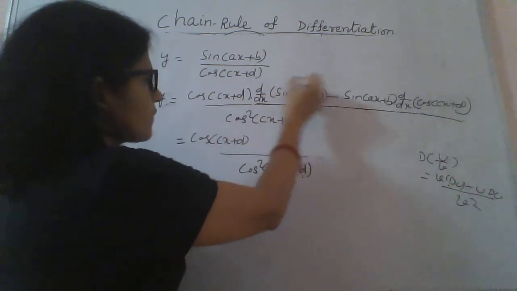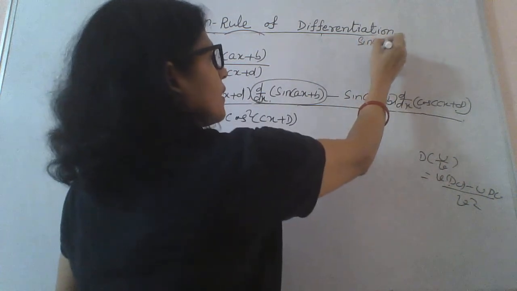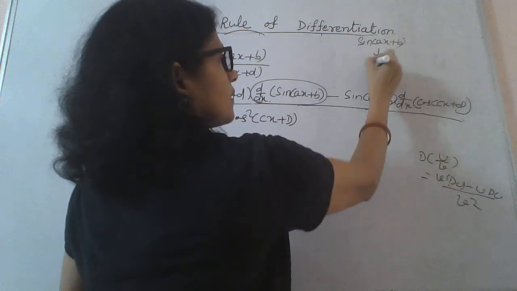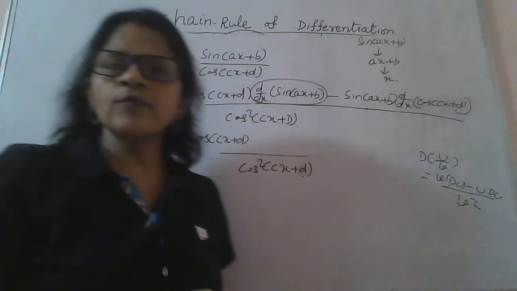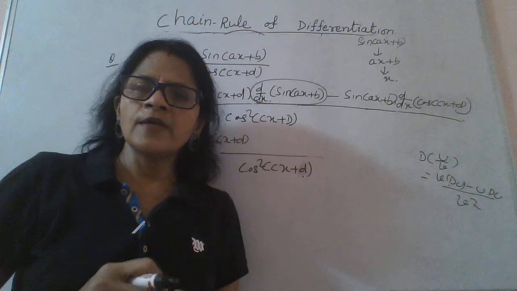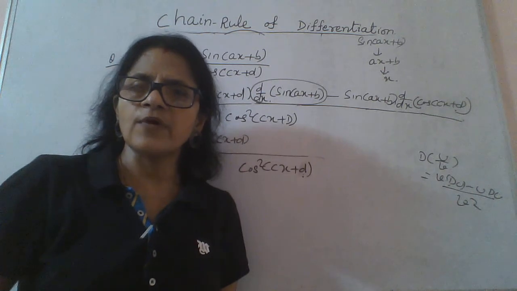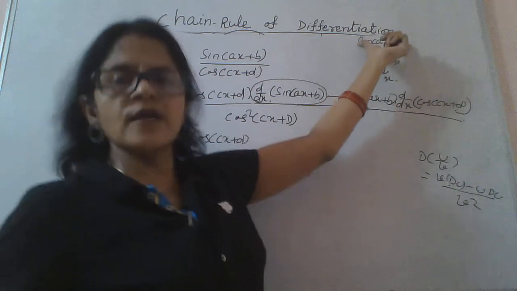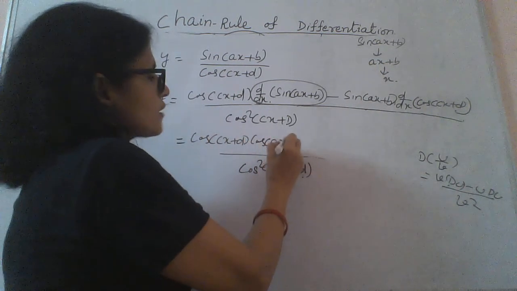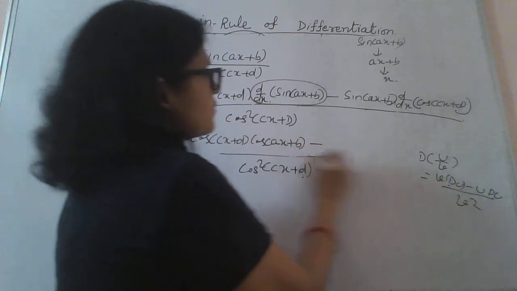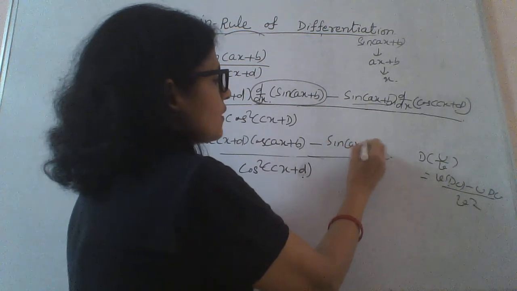Now when you take dy dx of sin ax plus b, see, sin ax plus b is linked with ax plus b, and then with x. So sin ax plus b with respect to ax plus b: the derivative of sin y with respect to y is cos y. So the derivative of sin ax plus b will be cos ax plus b. Minus, now here it is sin ax plus b as it is.